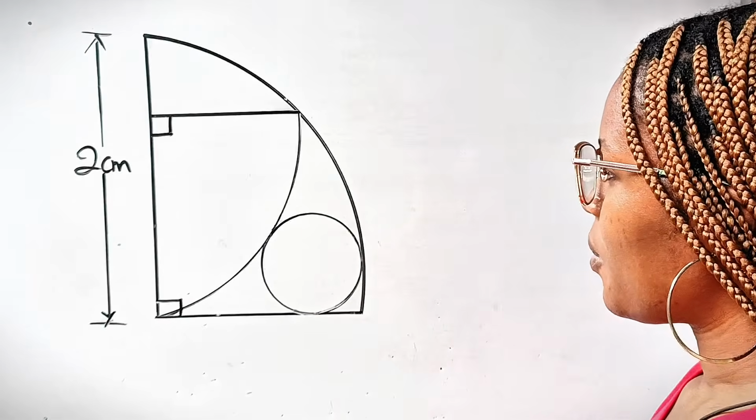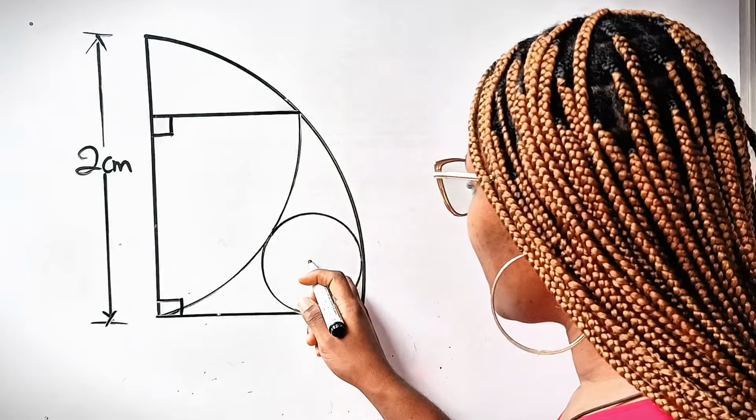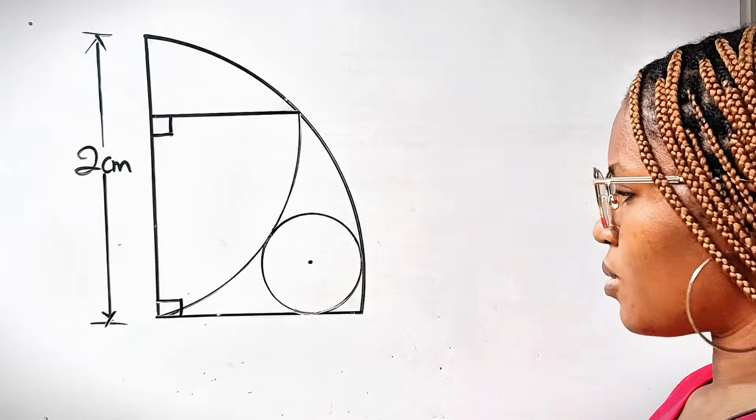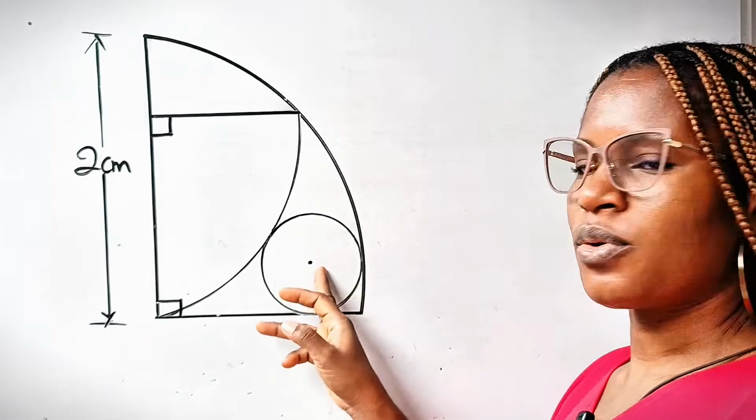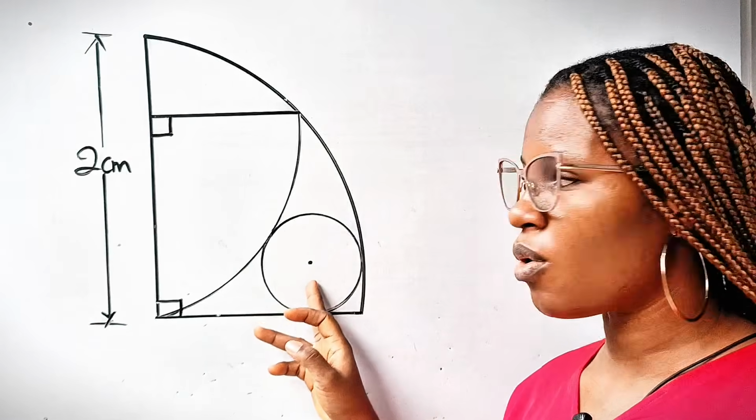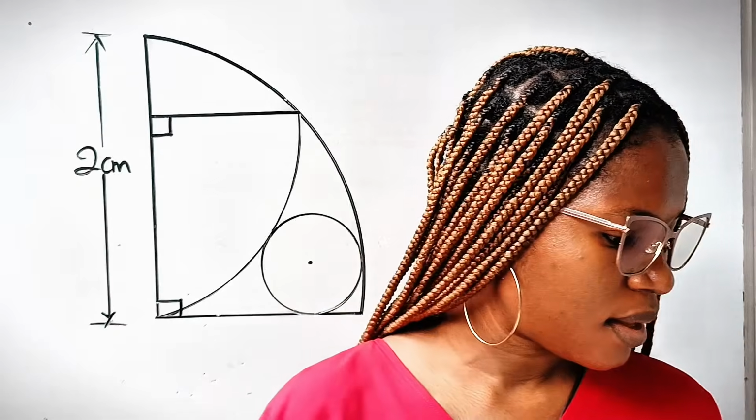So today we are asked to find the value of r. Let's assume this is the center of the circle. So we are asked to find the value of r, that is the radius of this circle.